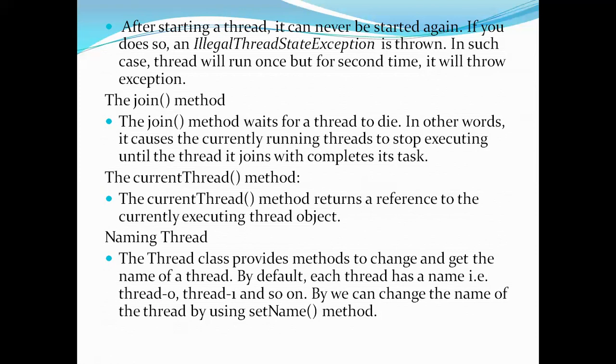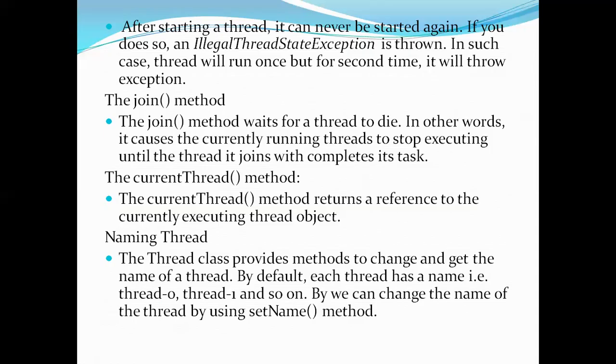Then next is the join method. What is the join method? The join method waits for a thread to die. That is, in other words, it makes the currently running thread stop executing, and the other thread which will join will complete the task. Next is the currentThread method. The currentThread method returns a reference to the currently executing thread object.